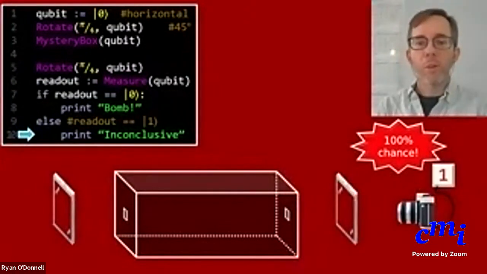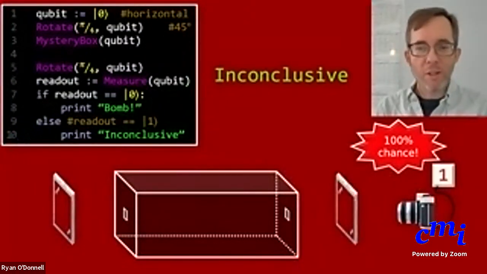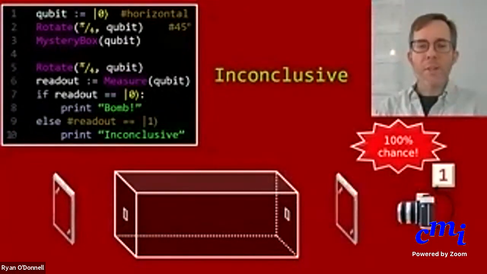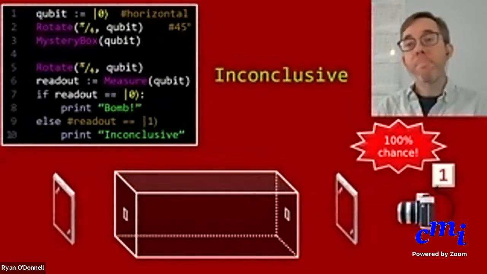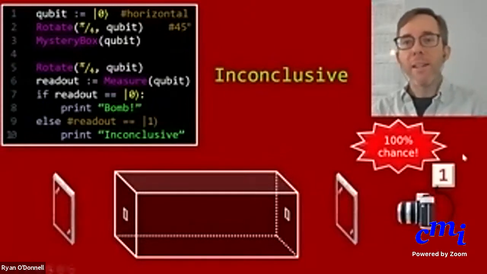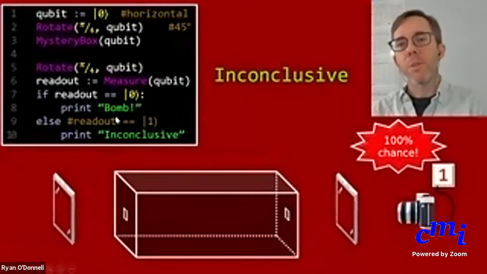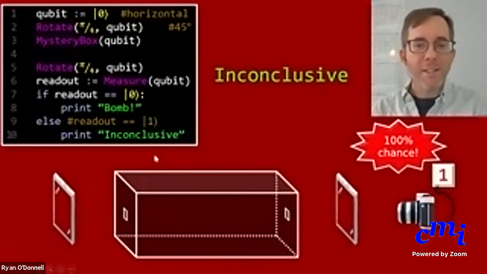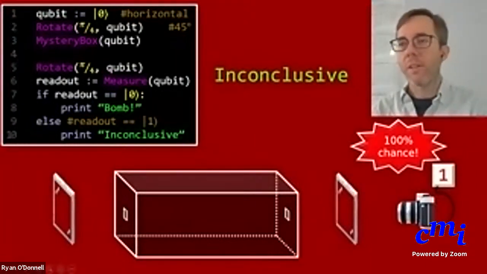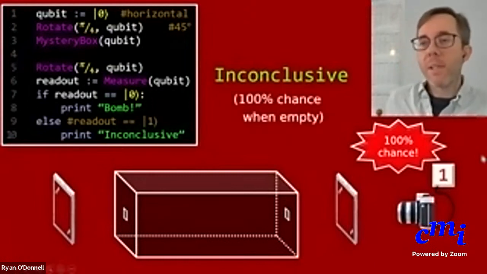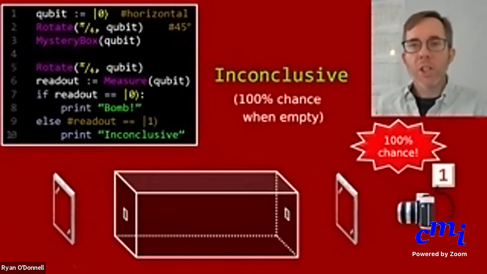Okay, so we'll skip to this line here. And our program will print out inconclusive, which might look a little disappointing, but okay. I mean, you can see the algorithm only ever prints out bomb or inconclusive, and at least it didn't print out bomb, so that's good. So the summary of this empty case is that when the box is empty, there's a 100% chance this algorithm will print out inconclusive.